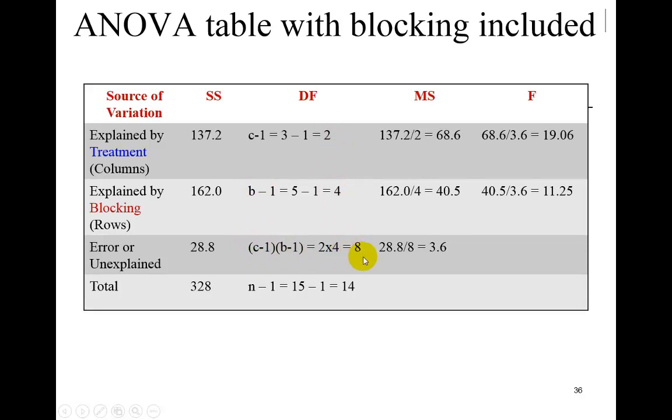And as usual, you're going to find the calculated F value by dividing each mean square by the mean square error. So the mean square treatment of 68.6, which comes by dividing sum of squares treatment by its degrees of freedom, you divide it by 3.6, which is mean square error. Ditto for blocking. And these are their calculated F's, which you can then compare to the critical value.